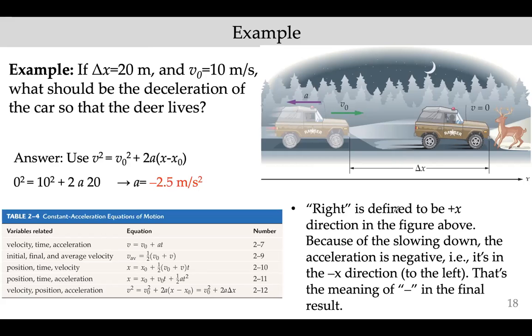So right is defined to be positive x direction in the figure above. Because of the slowing down, the acceleration is negative. That is, it's in the negative x direction, which is to the left in this case. So that's the meaning of negative in the final result.